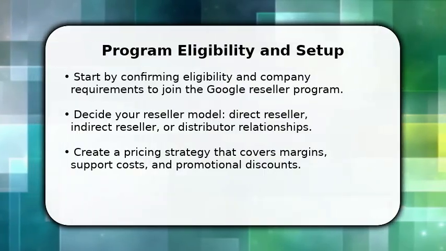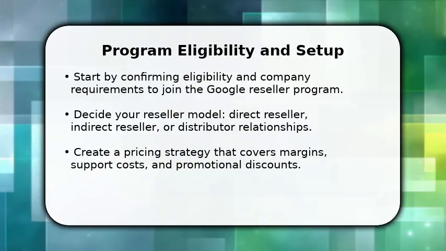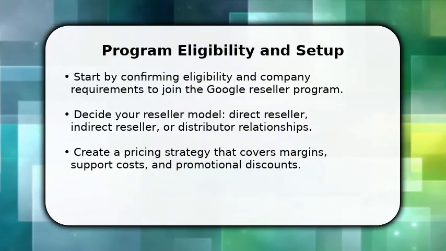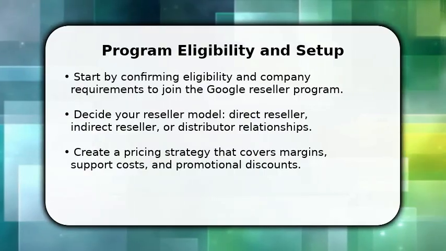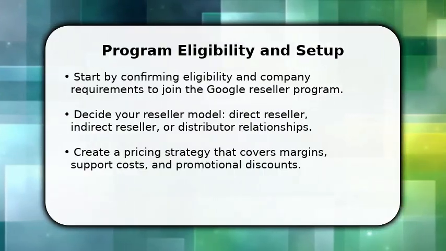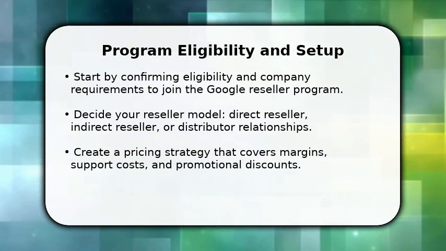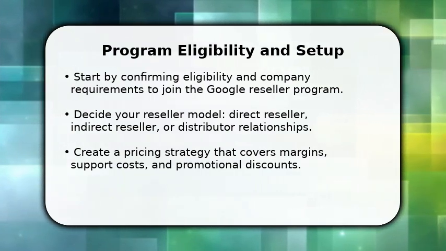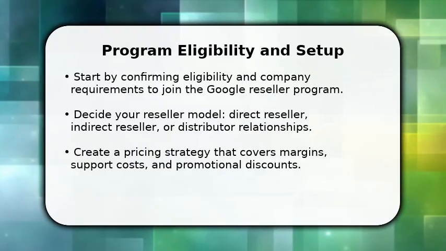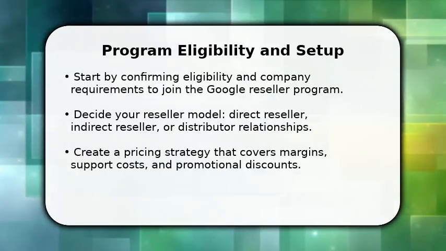Set up legal entities, tax ID, a business bank account, and basic accounting systems. Create a pricing strategy that covers margins, support costs, and promotional discounts. Design a simple service catalog listing Google Workspace editions, migrations, and support tiers.